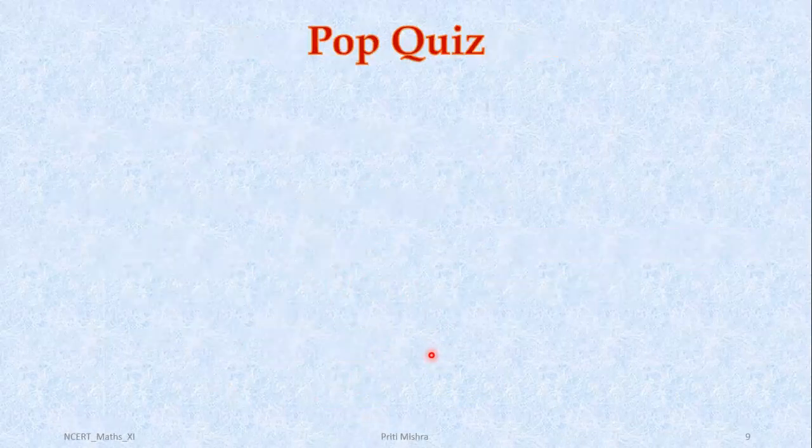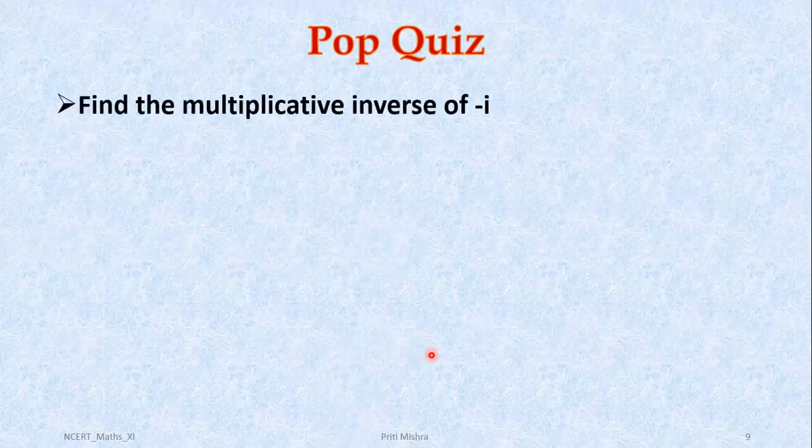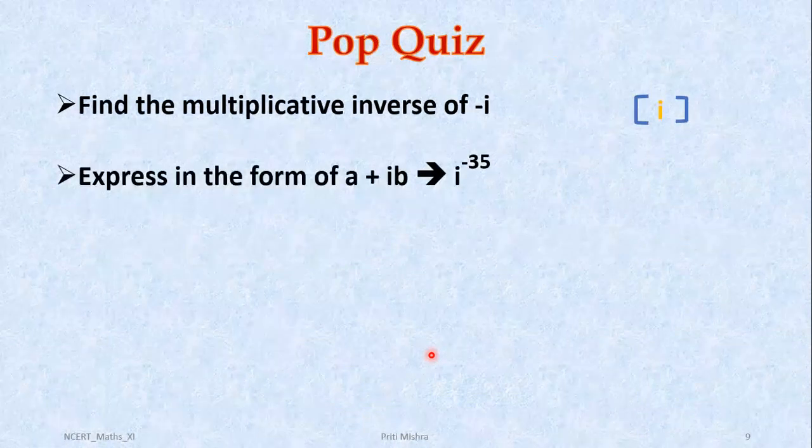Now get ready for the pop quiz. First question is, find the multiplicative inverse of minus i. Yes, this is very simple. Multiplicative inverse of minus i. So the answer is i. Let's have another question. Express in the form of a plus ib. The question is i raised to the power minus 35. Yes, you have to express this term in the form of a plus ib. Very simple question. So its answer is, again, i.